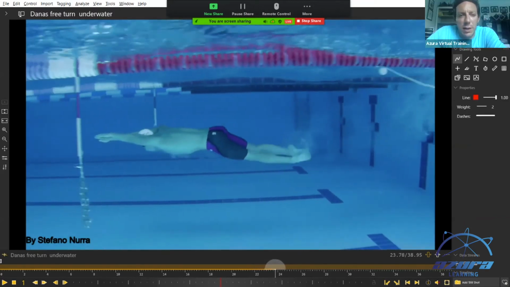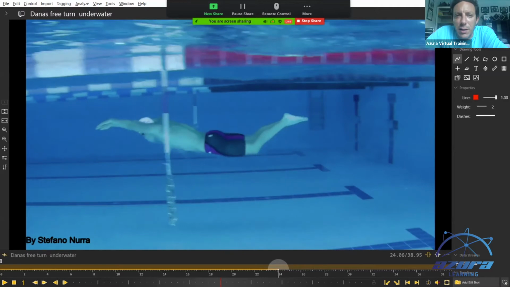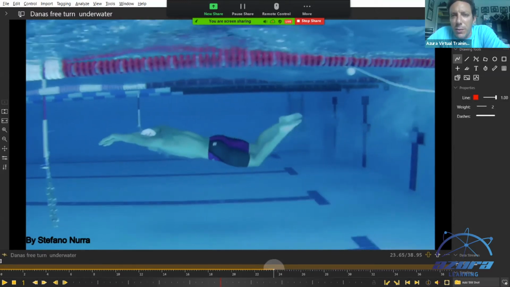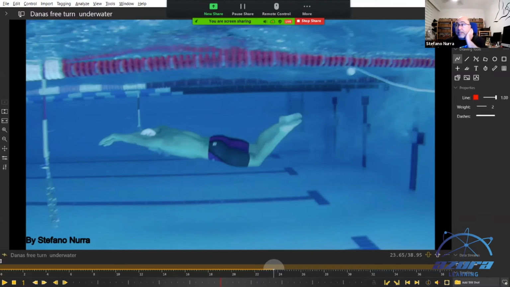Okay, thank you, Stefano. Next, Jose, he's a coach from Peru. He's asking why the acceleration to the wall is so important. Because we have to think, imagine the body like a ball. If the ball is coming to the wall, I close the connection, sharing a moment.